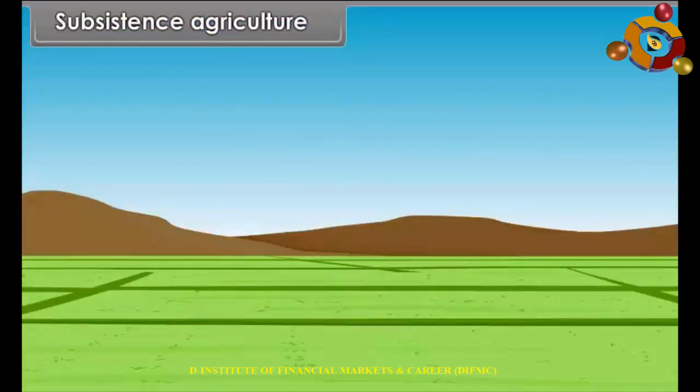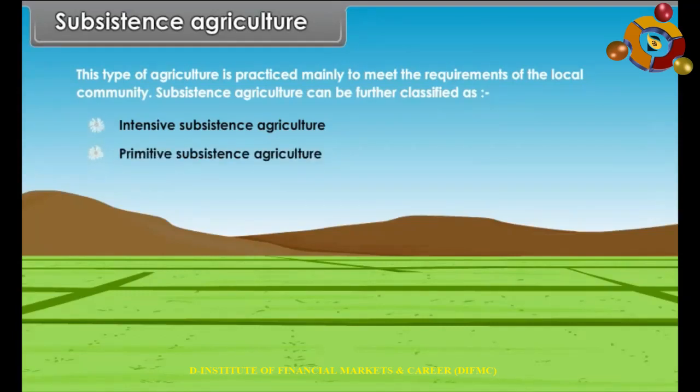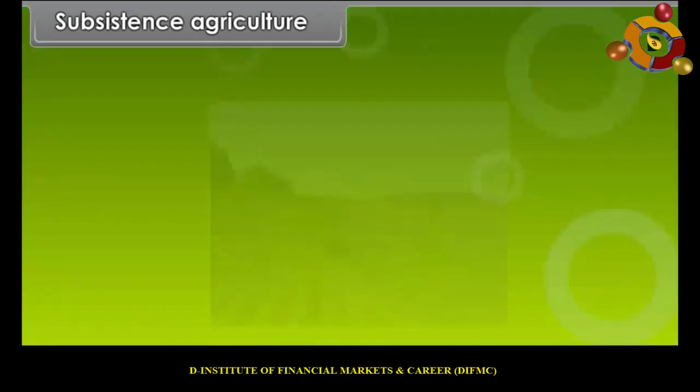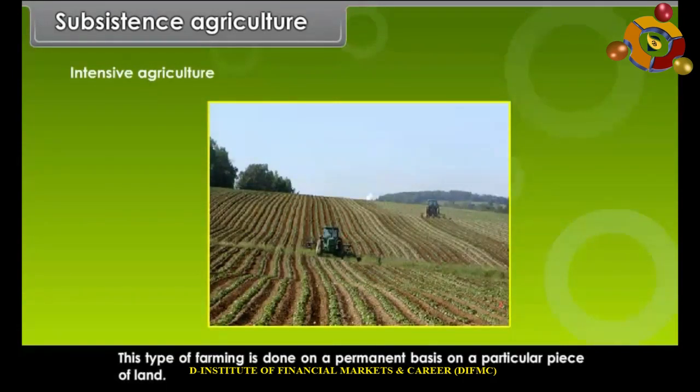Subsistence agriculture. This type of agriculture is practiced mainly to meet the requirements of the local community. Subsistence agriculture can be further classified as intensive subsistence agriculture and primitive subsistence agriculture. Intensive agriculture. This type of farming is done on a permanent basis on a particular piece of land.